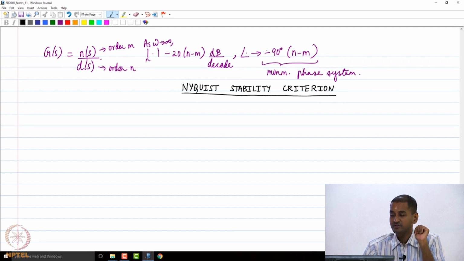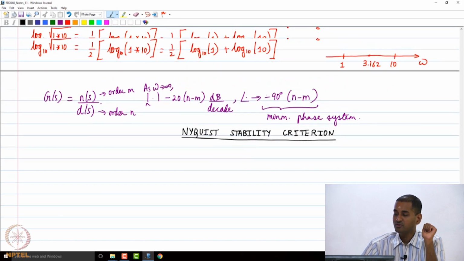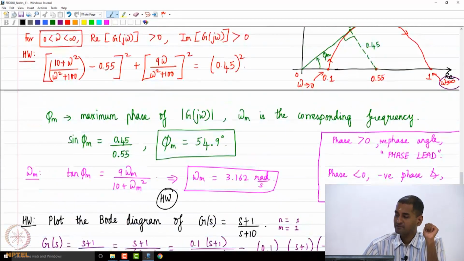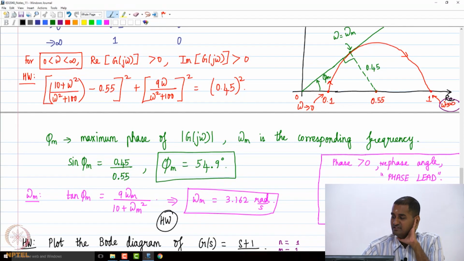Do you agree that this transfer function is a minimum phase transfer function? As we know, as omega tends to infinity, the phase goes to minus 90 times n minus m. So, you substitute n and m, what do you get from this formula? 0. And then you go to the Nyquist plot. Where is the transfer function as omega tends to infinity? Plus 1. You draw a vector from 0 to 1. What is the angle made with the vector?